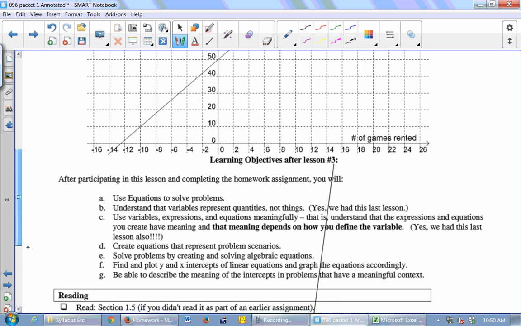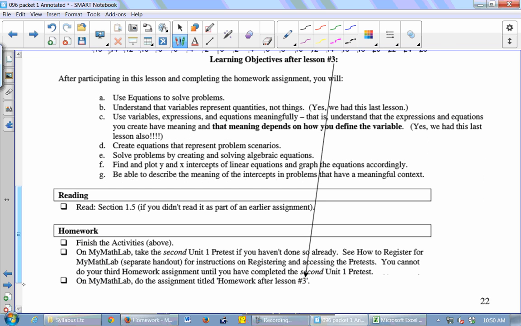And then the very last thing is the learning objectives. Learning objectives after lesson 3. This is today's. There's a list of things you should be able to do. So you should be able to read through this list and say, oh yeah, I know how to use equations to solve problems. Or, yep, in my homework, I created equations that represented problem scenarios. These things should sound familiar. Then there's a reading assignment and a homework assignment. So everything you need to do is listed at the very end of each lesson.